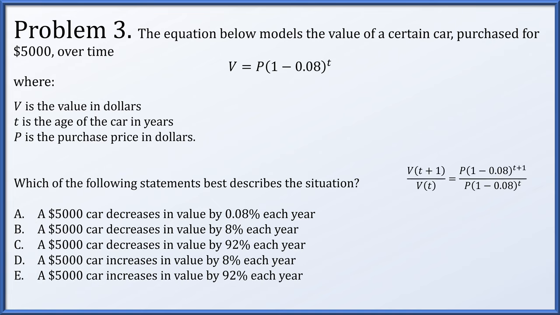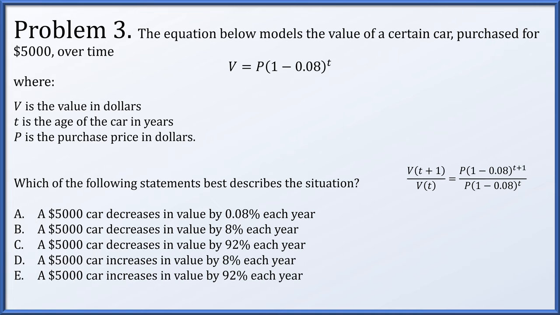So the value in one year I'm going to call V of T, and the value in the next year would therefore be V of T plus 1. And what we're interested in is the ratio of V of T plus 1 divided by V of T. In other words, the value in the next year divided by the value in this year.